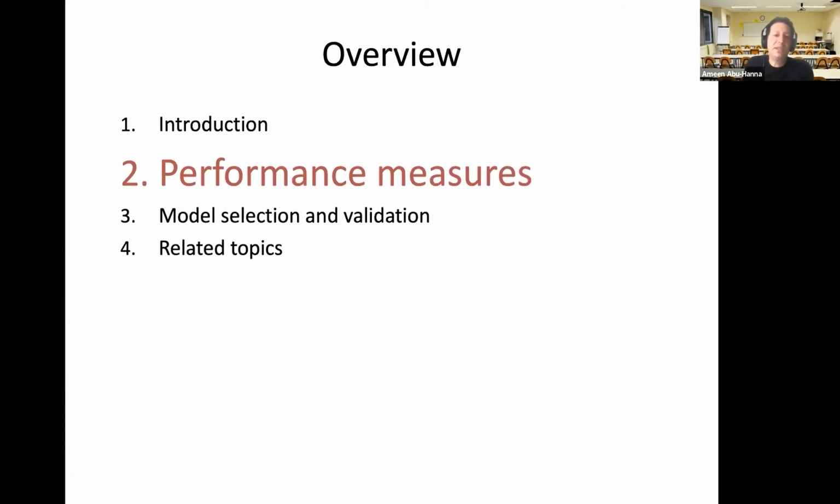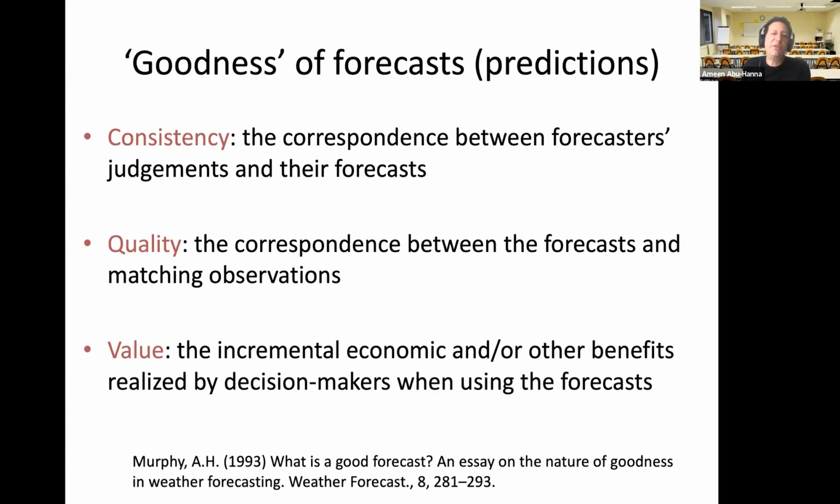So the question is, you gave me a model, and I need to know how good it is. So what is goodness? And the question of goodness, and I use the word forecast here instead of prediction just in this slide, because it's coming from weather forecasting, and there's a lot of rich literature about it, because these guys, the whole business is to predict the weather. So Murphy described three kinds of, when we talk about goodness, what do we mean?